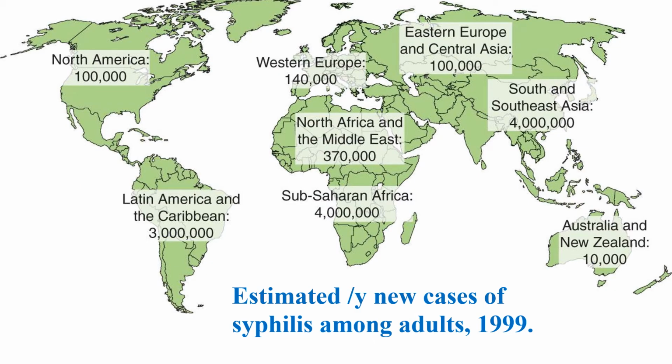These are the estimated new cases of syphilis per year among adults in 1999. We see that in sub-Saharan Africa there are 4 million new cases per year, in North Africa and the Middle East 370,000, in South and Southeast Asia 4 million, in Eastern Europe and Central Asia 100,000, in Western Europe 140,000, in North America 100,000, and in Latin America 3 million per year.